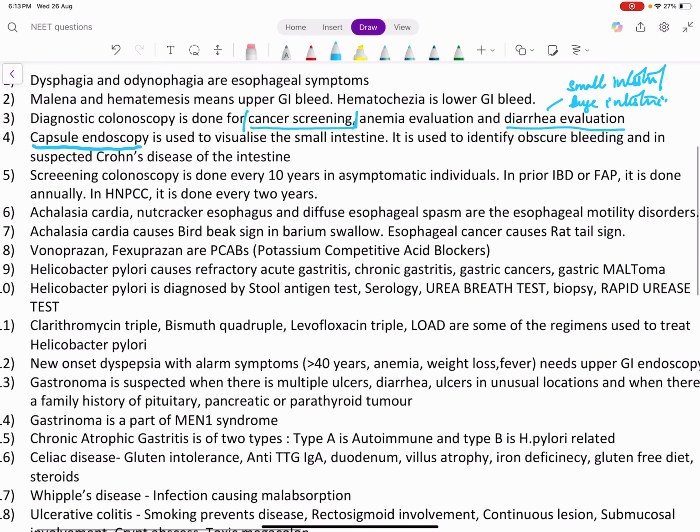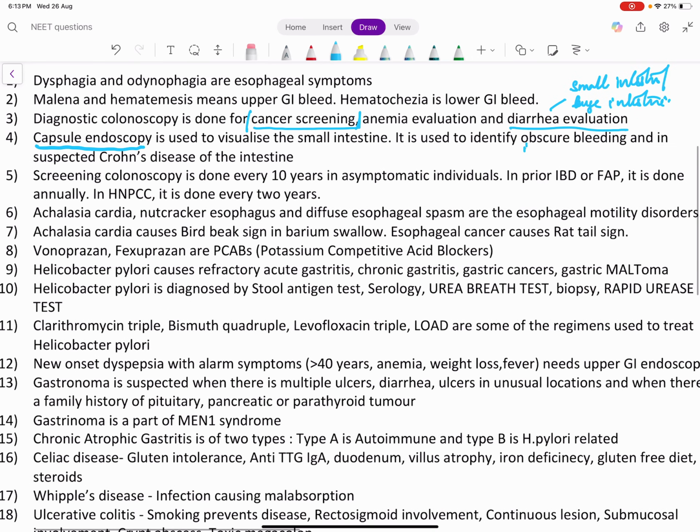So there are two uses of this capsule endoscopy. One is obscure bleeding. That is, we cannot visualize the source of GI bleeding through upper GI endoscopy or colonoscopy, so we have to do capsule endoscopy. And next is suspected Crohn's disease of the intestine, because the commonest part of the GIT involved in Crohn's disease is the ileum.